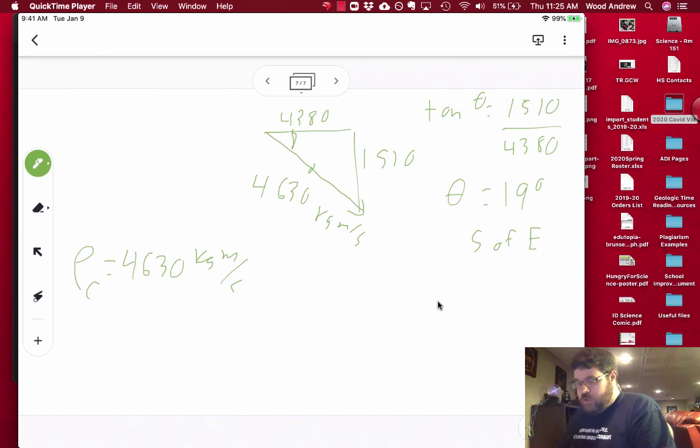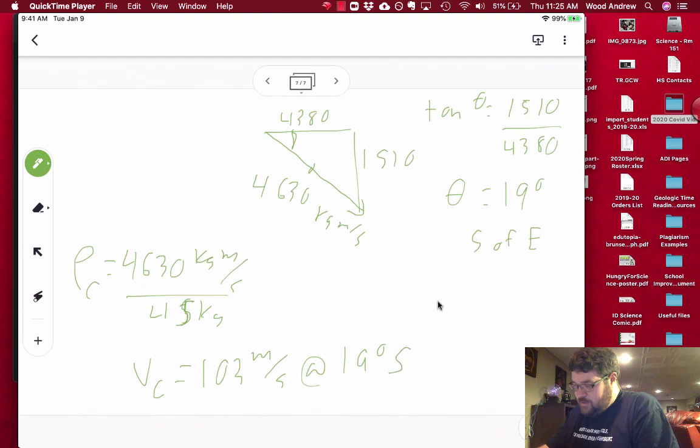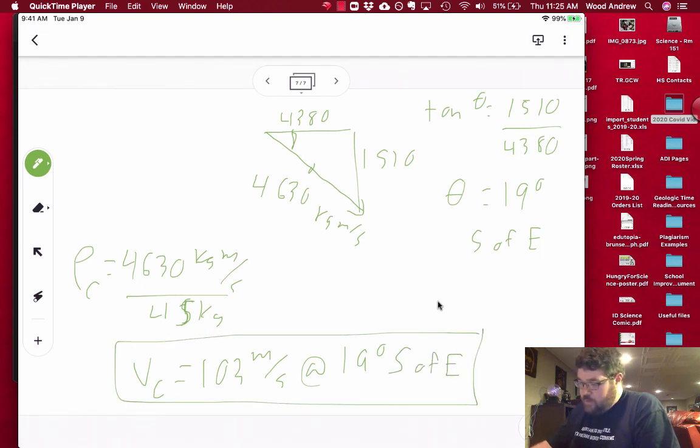And that holds true regardless. Of course, we're looking for a velocity, so I need to take my momentum and divide by the mass. Let's divide it by 45 kilograms. So I get my velocity of C to be 103 meters per second at 19 degrees south of east. And boom, there is your answer.